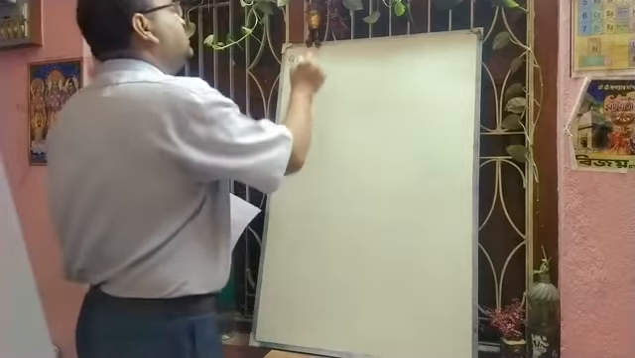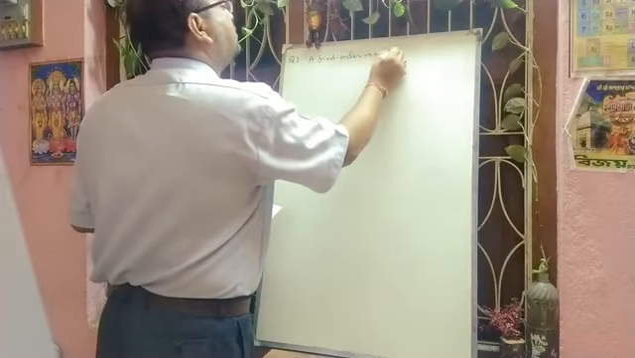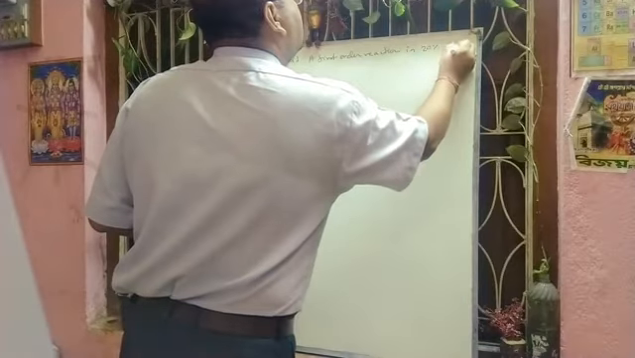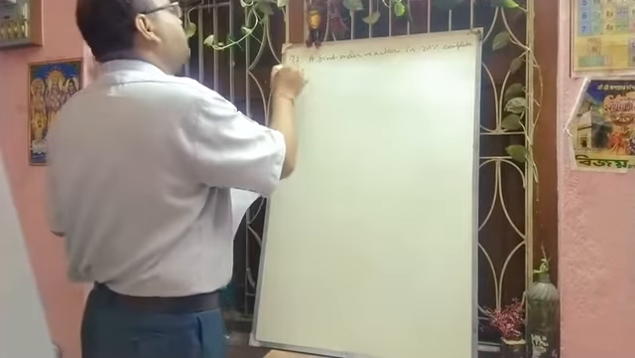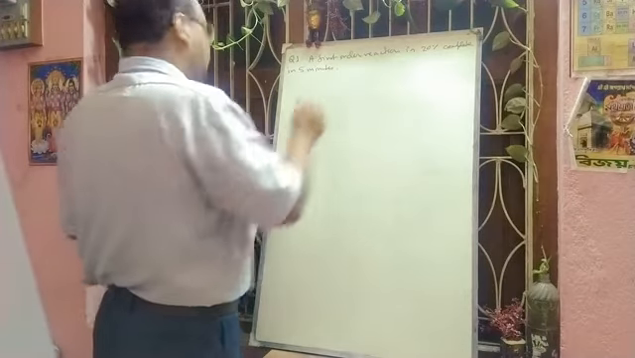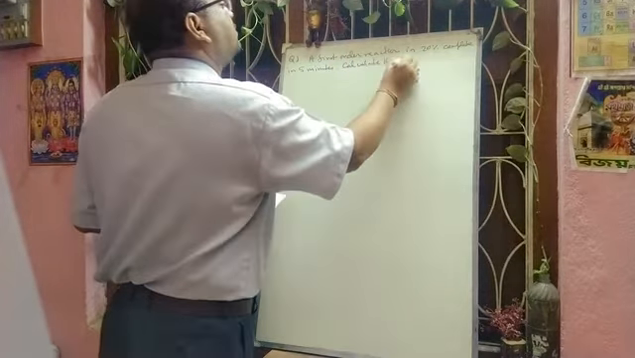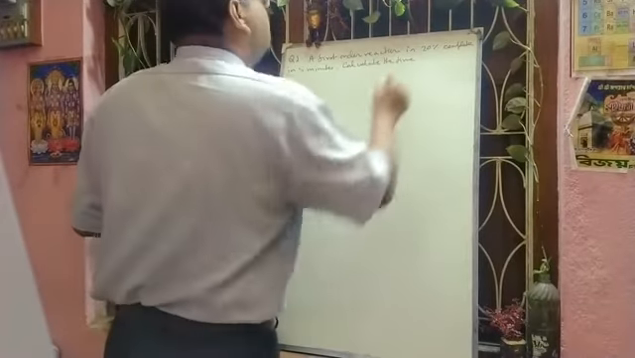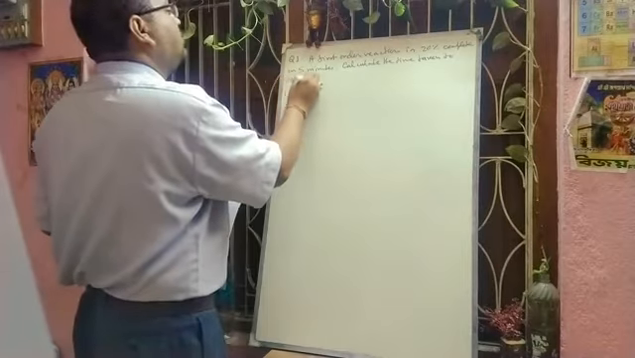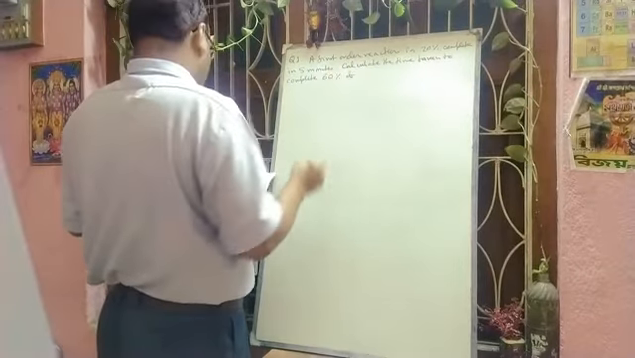A first order reaction is 20% complete in 5 minutes. Calculate the time taken to complete 60% of the reaction.